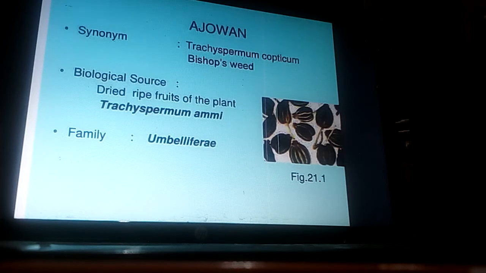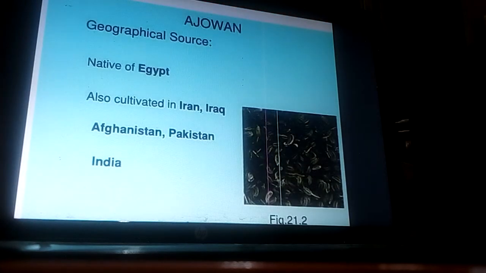Biological source: it is the dried ripe fruits of the plant Trachyspermum ammi. Trachyspermum ammi is the botanical name of the drug, the part of the plant is the ripe fruit, and the family is Umbelliferae. Geographical source: it is native to Egypt, and cultivated in Iran, Iraq, Afghanistan, Pakistan and India.